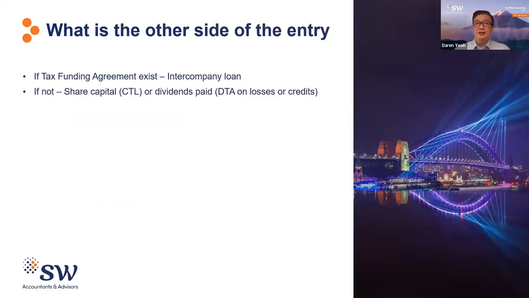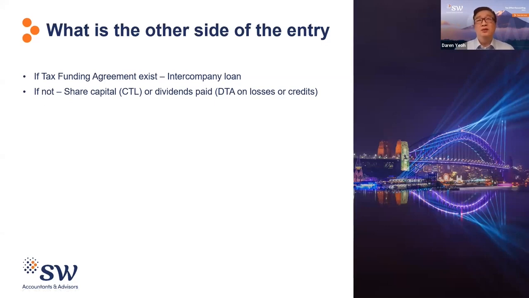Now, the question then is, your subsidiary has a current tax liability sitting on its balance sheet. It needs to debit that current tax liability to zero. The question then is, what does it need to credit? So the answer is, if you have a tax funding agreement in place, then the credit goes against the intercompany loan account. If you don't have a tax funding agreement in place, then the credit goes to the share capital account, a fictitious equity account.